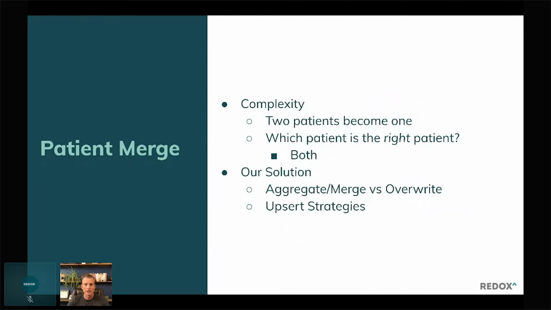You actually need to aggregate and merge the data versus overwrite it. So that's what we did. And to do that is much more complex than it may seem, because some data on a patient record makes sense to overwrite. Things like, if someone changes their address, it makes sense to overwrite that in their demographics. But things like an additional allergy, or two different sets of allergies for a patient, you wouldn't want to overwrite one or the other. You would actually want to merge those.